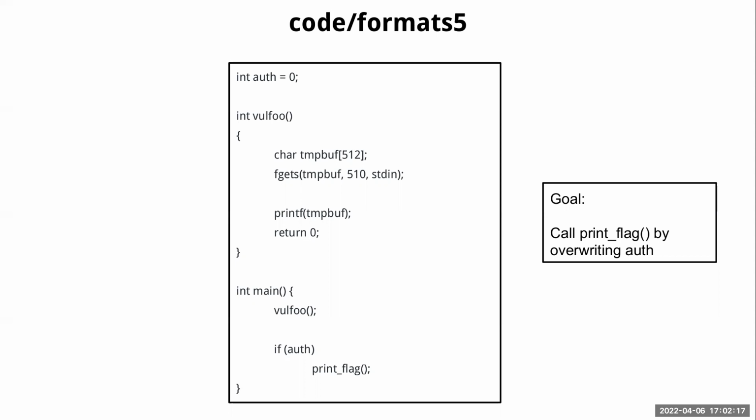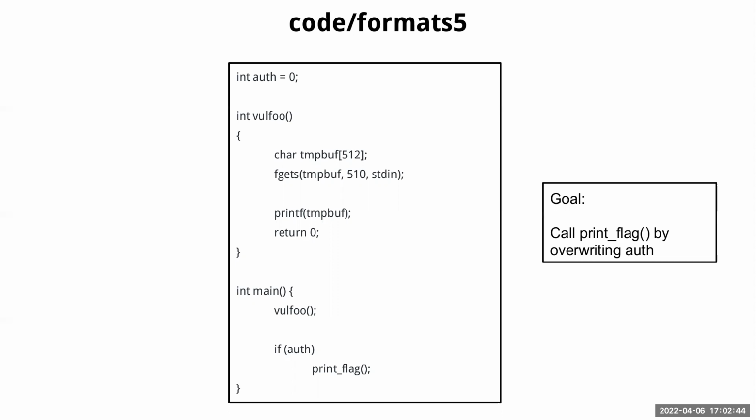So we have a vuln function, which has a local variable buffer. Then we have an fgets. The fgets will only take 510 bytes. The buffer is 512 bytes, so we cannot overflow that. After that, we have a printf. So the printf uses user input. That's where the format string vulnerability is.